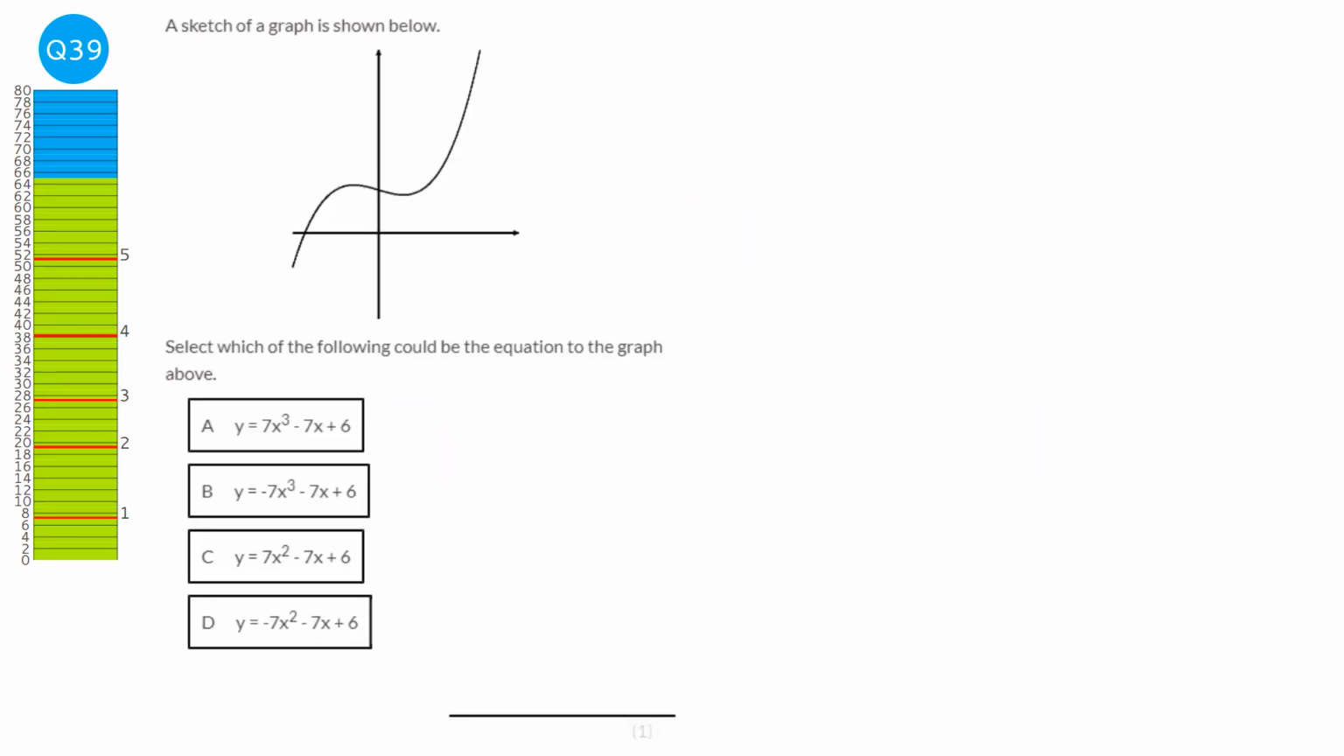With this question, you've just got to know what the different functions look like. So with C and D, we've got quadratic functions. One's a positive quadratic, which is a U shape. One's a negative quadratic, which is a kind of upside down U shape or an N shape. And here we don't have that, so we can get rid of those in our thoughts straight away. A is a positive cubic, which goes up, then down, then up again. And B is a negative cubic, which goes down, up, and then down again. So this one here goes up, down, up again. That's going to be a positive cubic.